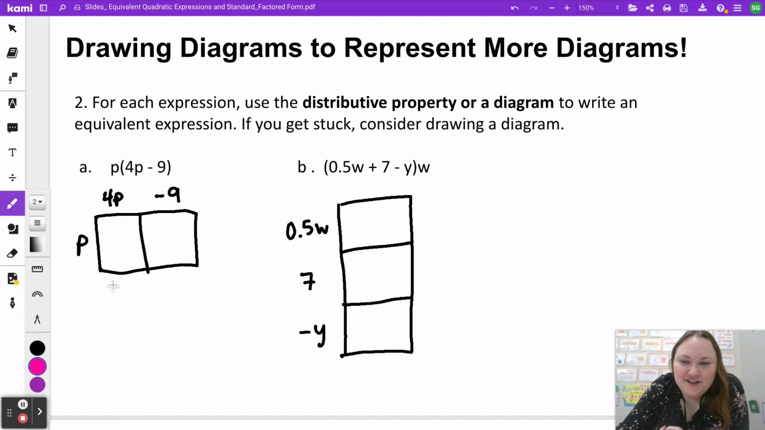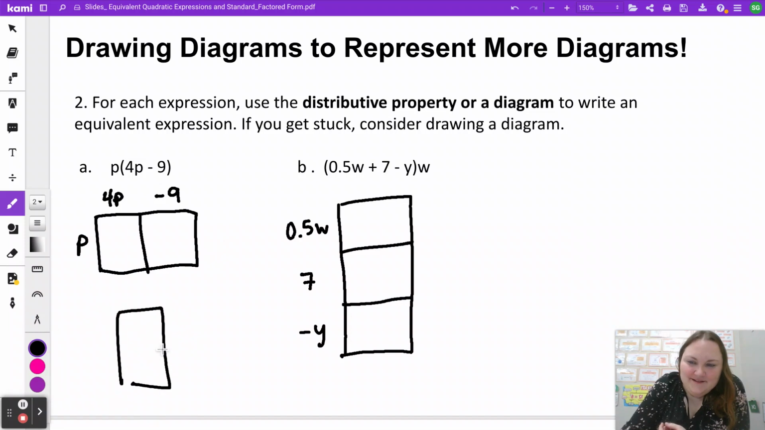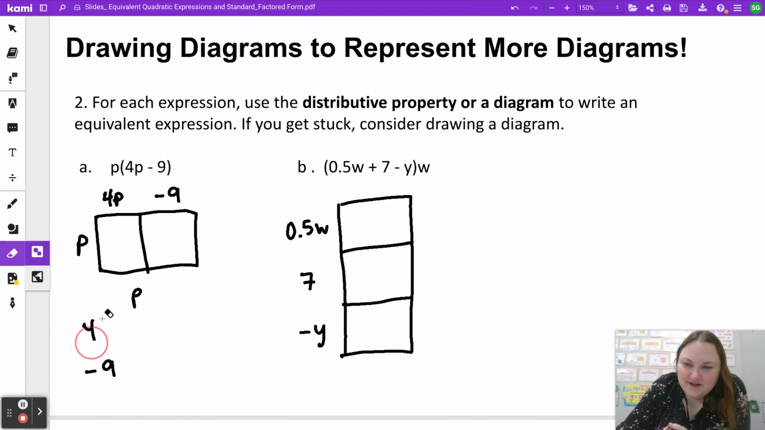All right, I got us started by setting up the diagrams. Please know that there's multiple ways you can set up this diagram. So I've got mine kind of going long ways here, but you could also always set it up like this, where you put P up here and then the 4P minus 9 on the side there. Notice the 9 needs to be negative though, because we've got that minus sign there. So we have a negative 9. Either way you do this, you will get the same answer.